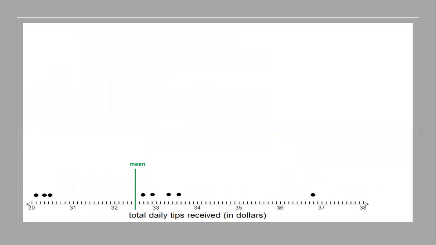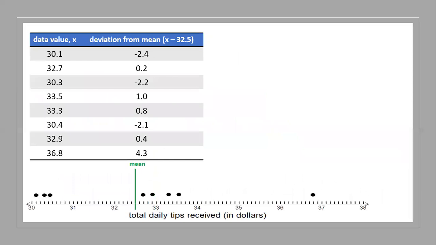Here's our dot plot again to remind us of our data values. Now here's the list of all of those 8 data values. And what I've done beside each of them is I've computed out the deviation from the mean. You'll see the 2 deviations that we talked about on the previous slide for the $30.40 and the $36.80. But we can see now that we have the deviations for every single data value.